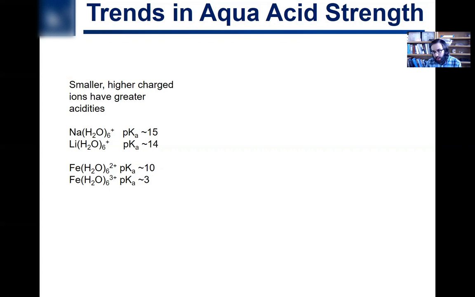Why would smaller size be more acidic? Well, you have more charge density. So the lithium ion here has only 1 plus charge, just like the sodium, but it's on a smaller area, so there's more charge density there. So it's per area more favorable to get rid of that proton and make this a neutral species. Versus sodium, where that plus charge can be more diffuse over one area, and so it doesn't make as big of a difference.